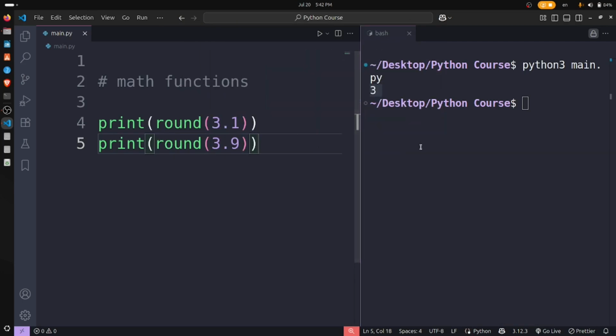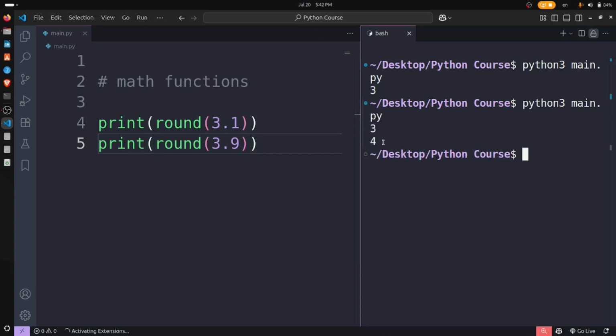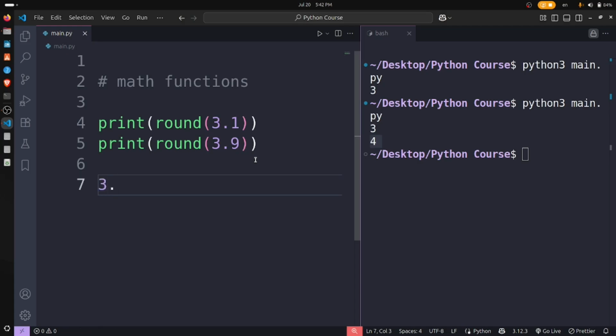Let's print this out and see what happens. It becomes 4, because if the value is like 3.6, or above 5, it will be counted as 1 plus 1 on the main value. Like if it is 3, it will become 4. If it is below 5, like 4, 3, 2, 1, it will be counted as 0. So that's why one is 3 and the other is 4.